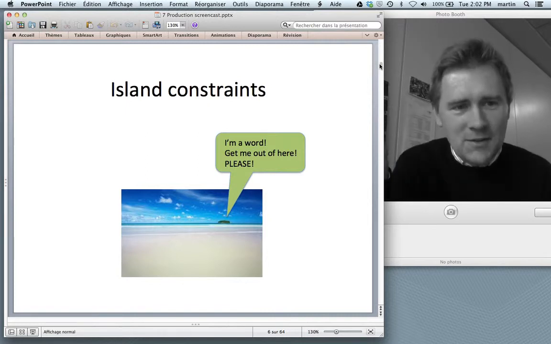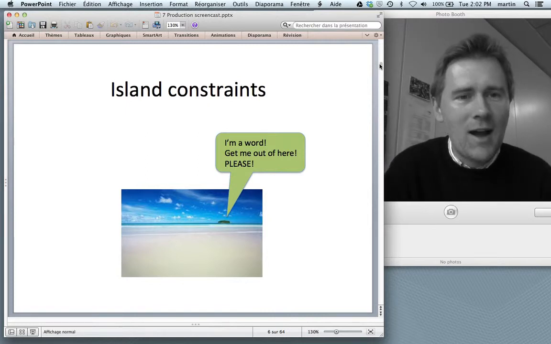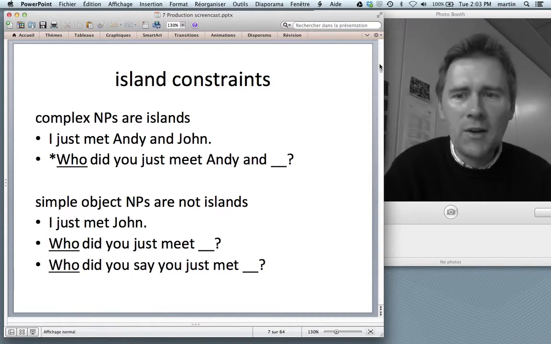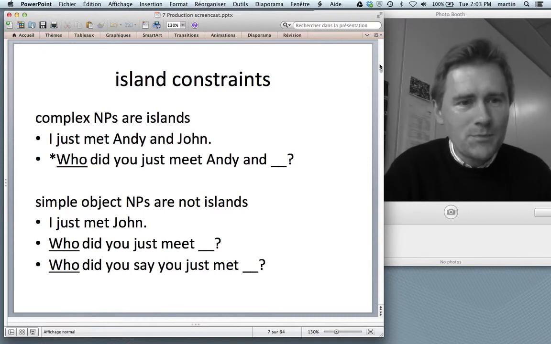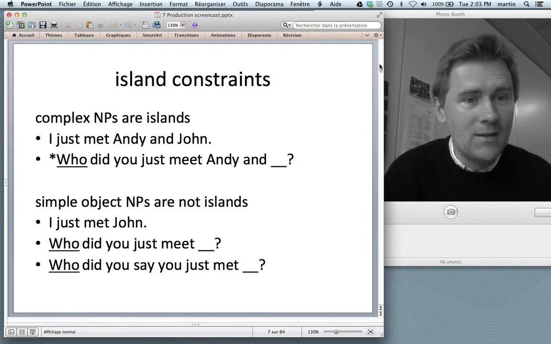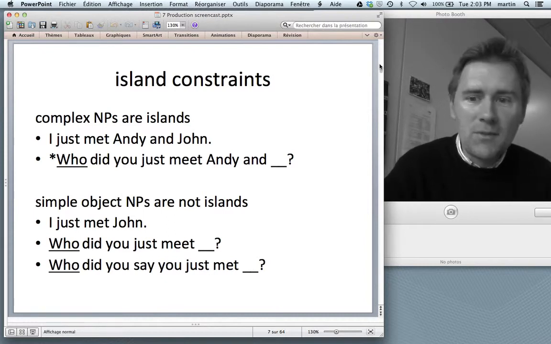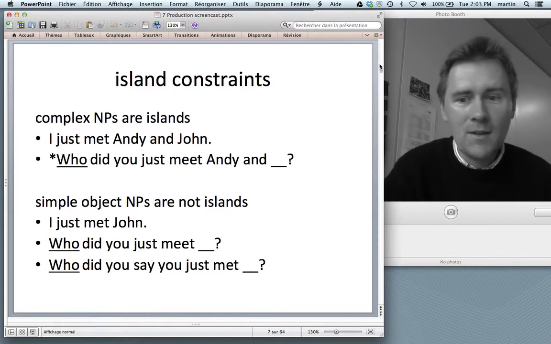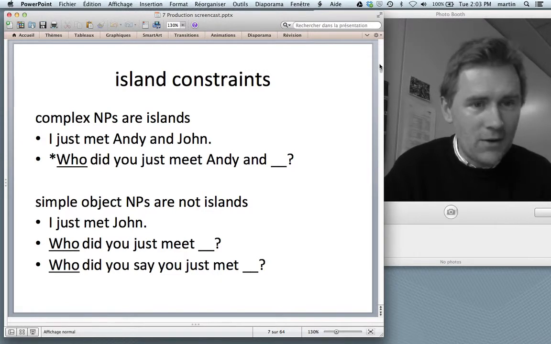Right, so there are different syntactic constituents that are islands. One of these is complex NPs. If you have a sentence, I just met Andy and John, that's a complex NP. And you can't question a single part of a complex NP. So you can't form a question like, who did you just meet Andy and? Compare that to simple object NPs, which are not islands. If you say, I just met John, then you can say, who did you just meet, if you didn't catch that the first time. So complex NPs are islands.